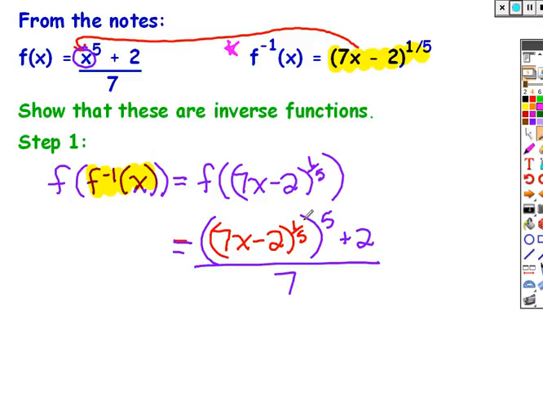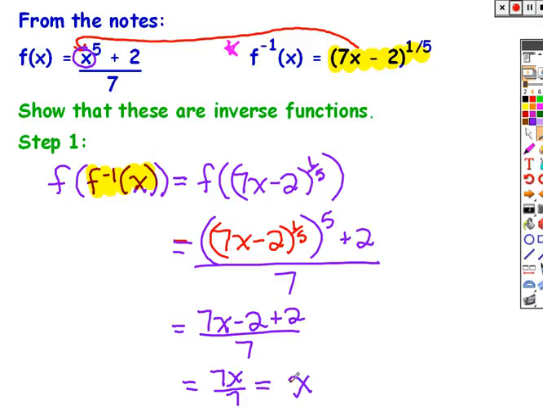So next you can notice, well, okay, the 5th power and the 5th root, those would cancel each other out. So I would have 7x minus 2 plus 2 over 7. Well, negative 2 plus 2, that would just be 0. So I have 7x over 7. And then last step, 7 divided by 7 leaves me with x. And this is what I wanted to show, that whatever I plug in, the functions undo each other. That's what I get out. Okay, now again, we're not quite done yet. I need to do the reverse.